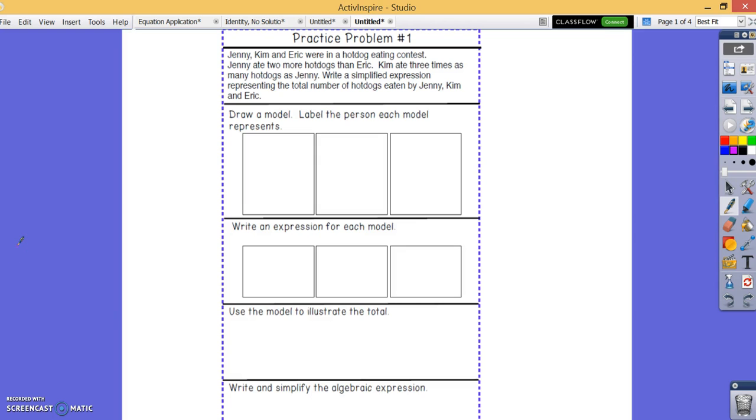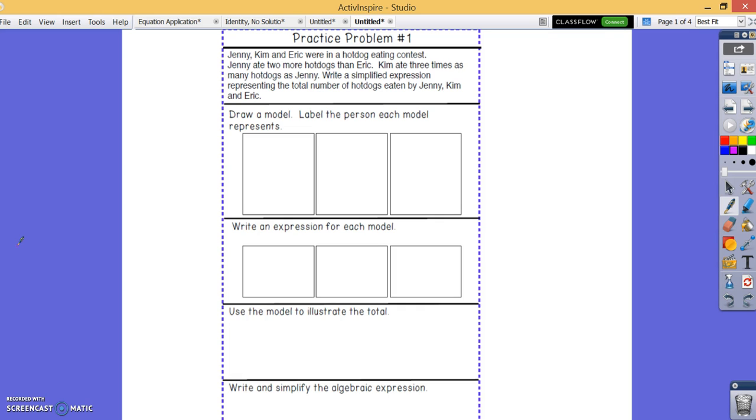Welcome to our lesson on modeling algebraic expressions. Today we're going to be reading some expressions. We will analyze and annotate them, and then we will draw a picture to represent what we saw. And then in addition to the picture, we're going to write an expression using numbers.